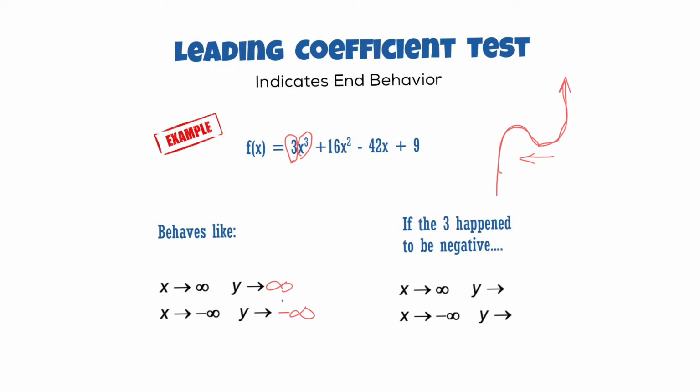And then the leading coefficient test is, well, what happens when that 3 maybe is negative? Well, we know that that flips the graph, and so now your graph is going to do something like this, and that's going to change your end behavior. The farther to the right we go, the y value is going down to negative infinity, and the farther to the left we go, the y value is going to positive infinity. So that's what they mean by the leading coefficient test: trying to figure out what the end behavior is going to look like.